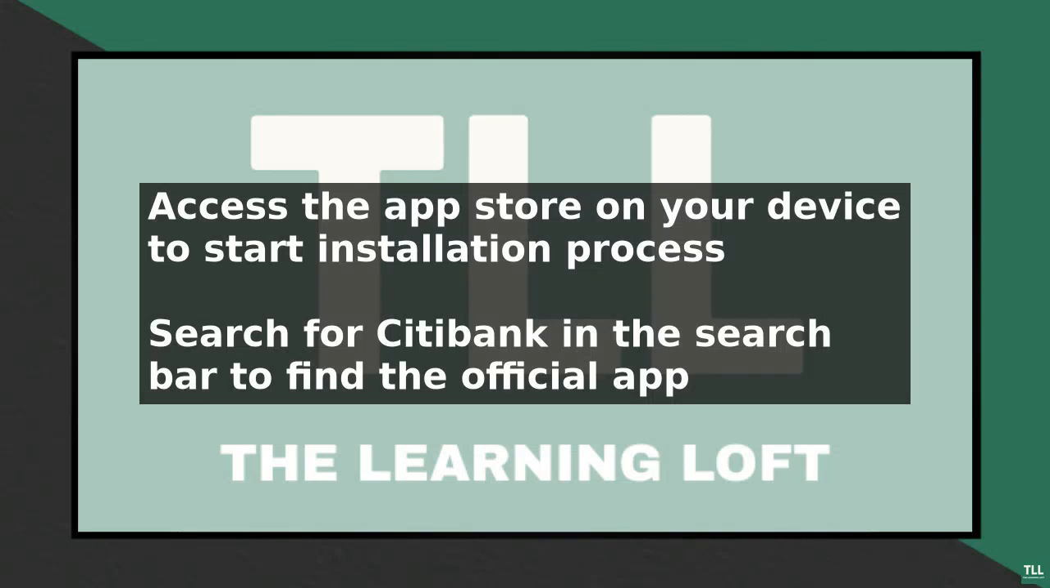To install the Citibank mobile app, start by accessing the App Store on your device. Either the Apple App Store for iOS devices or the Google Play Store for Android devices. Search for Citibank in the search bar and select the official Citibank mobile app from the search results. Click the Install button to begin the download and installation process.